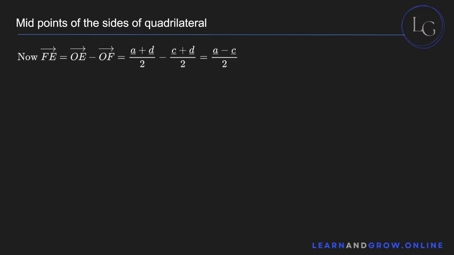that FE is equal to OE minus OF. Obviously, that's just how it is. If you draw out the whole thing, you can use the head to tail method to see that FE is equal to OE minus OF.